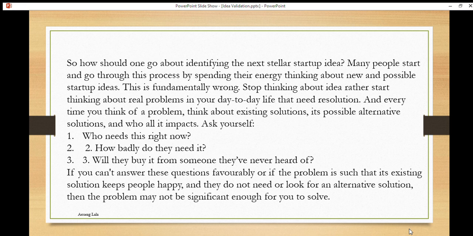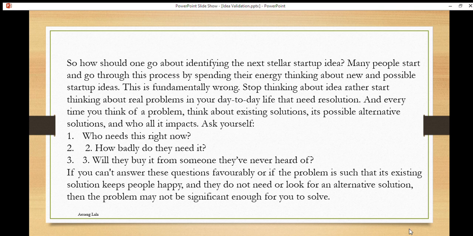How badly do people need it, and will they buy it from someone they have never heard of? Suppose I say the COVID vaccination. As of now, when I'm recording this video, vaccinations are available, but if I go back 6 or 8 months, the vaccination was not there. So who needs a vaccine right now? Everyone. How badly do they need it? They badly need it. They want it at any cost.